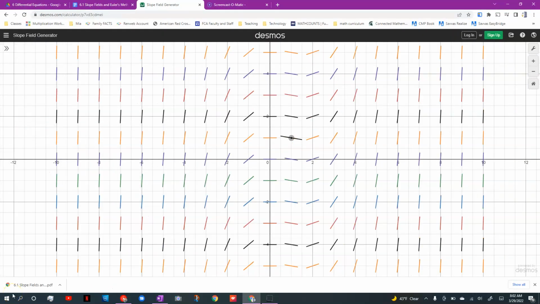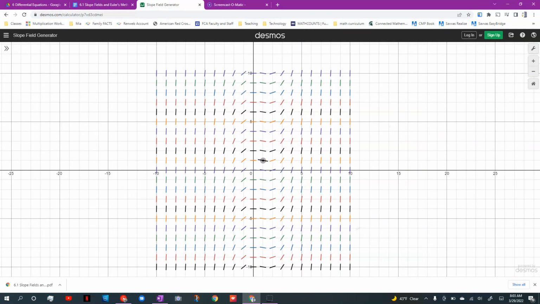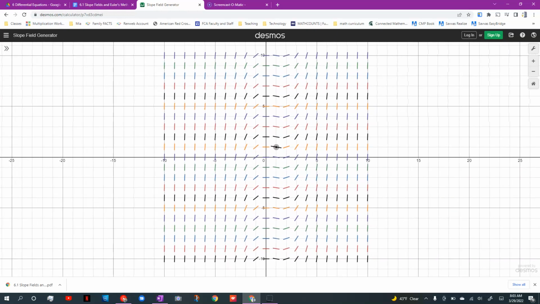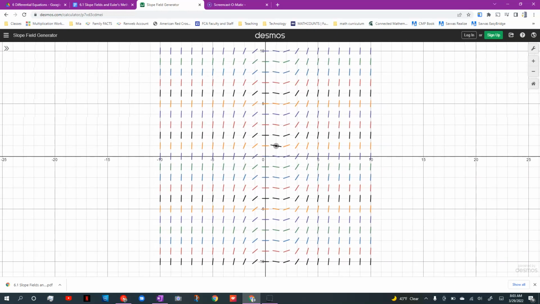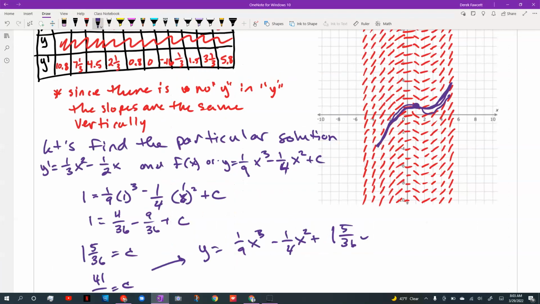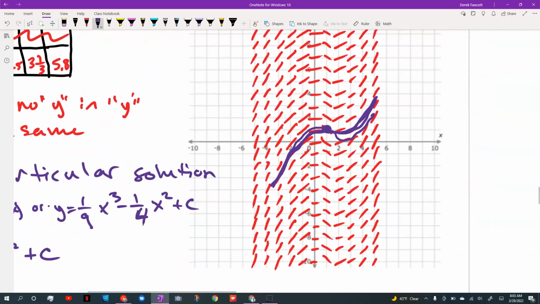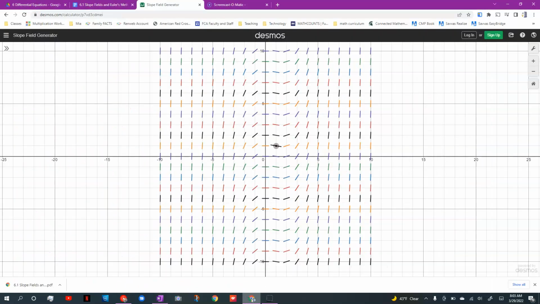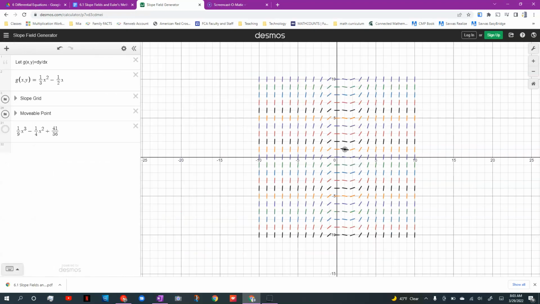So here we have our slope field. And you can see it's very similar to the one that we just drew. This goes from negative 10 to 10, and it looks very similar to the one we just drew. Let me go back to that one to show you. Right here. Okay, it's actually pretty good. Now, I'm going to go ahead and graph the equation that we just came up with. So here we have 1/9 x to the third minus 1/4 x squared plus 41 over 36. We're going to go ahead and graph that one. Boom.